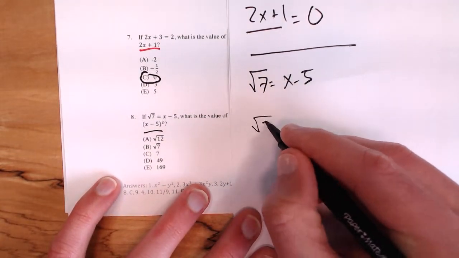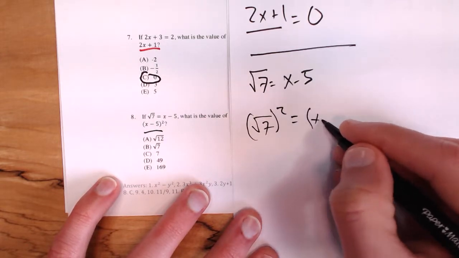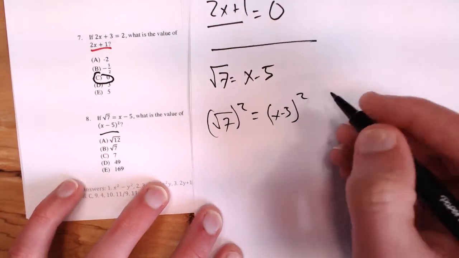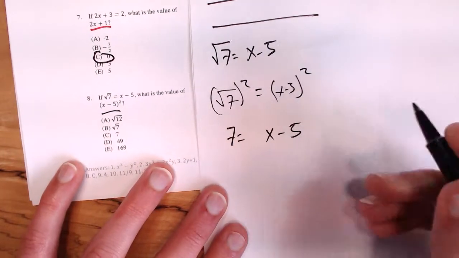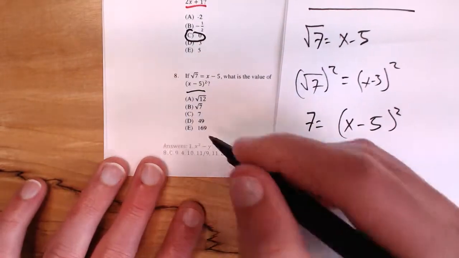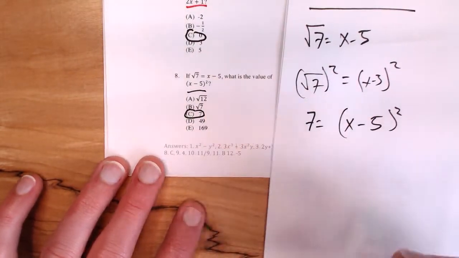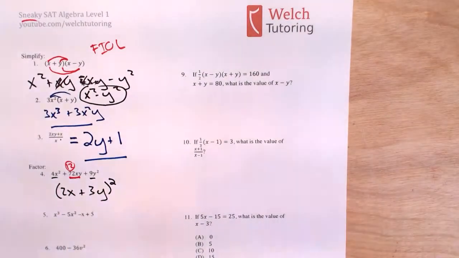So I'll do square root of 7 squared equals x minus 5 squared. All right, so we have 7 equals x minus 5, and they're squared, excuse me, and they're looking for x minus 5 squared, so the answer must be C, 7. All right, that was nice and fast, didn't take too long, we didn't waste any time on it.